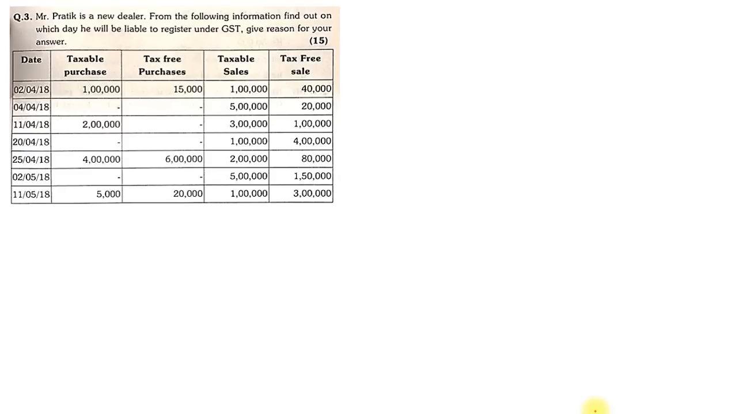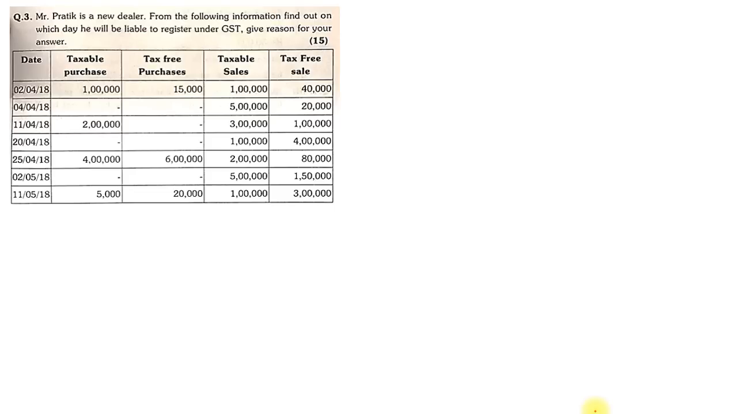Now, Mr. Pratik is a new dealer and they haven't mentioned from which state he is. If nothing is mentioned, we will consider it as other category. Under other category, the rules are: if it is only goods, there is a 40 lakh limit. If it is only service, 20 lakhs, and if there is goods and services together, again you have a 20 lakh limit.